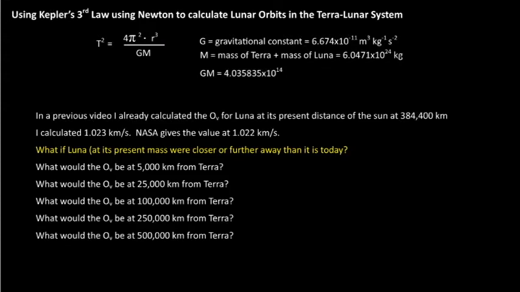So, obviously, the moon could never be there, because that 5,000 kilometers is less than the diameter of the Earth, or even the radius of the Earth. But it's just fun to play with this because it's going to show you something, all right? And then I did it for 25,000 kilometers, 100,000 kilometers, 250,000 kilometers, 500,000 kilometers. And my goal was to generate a graph to show you something.